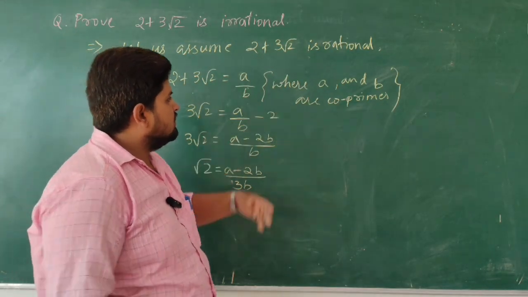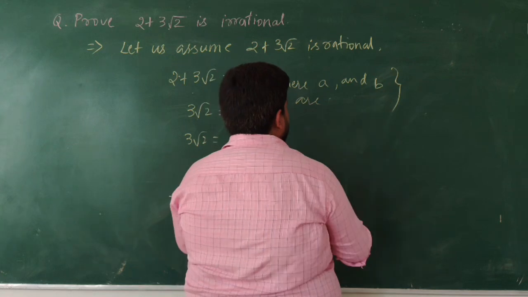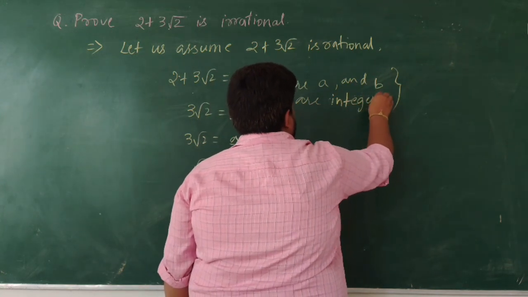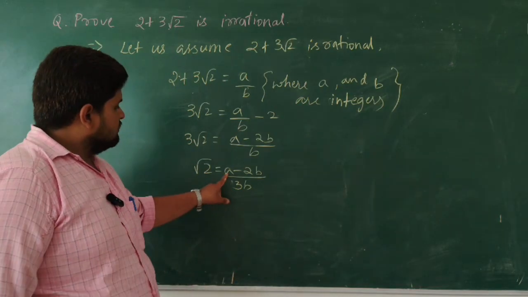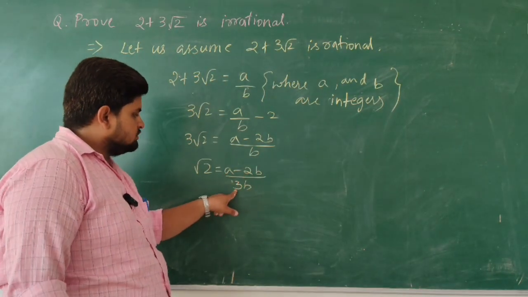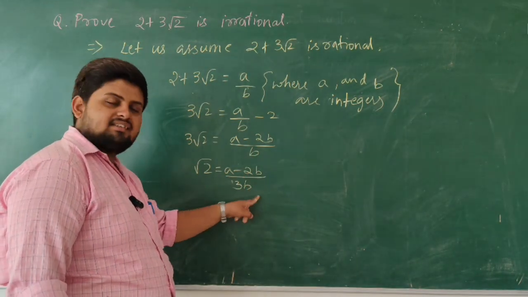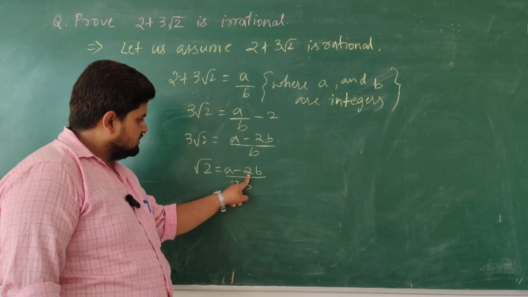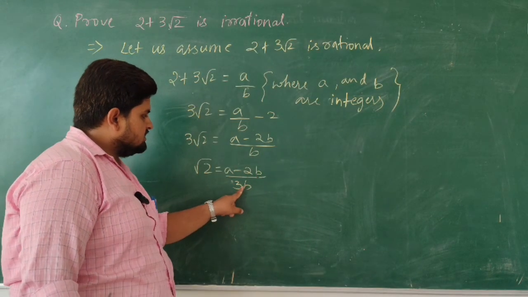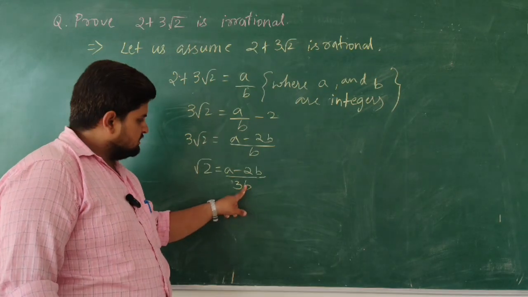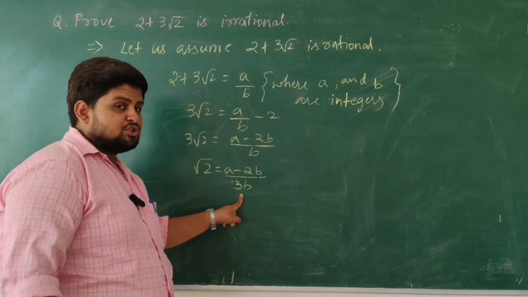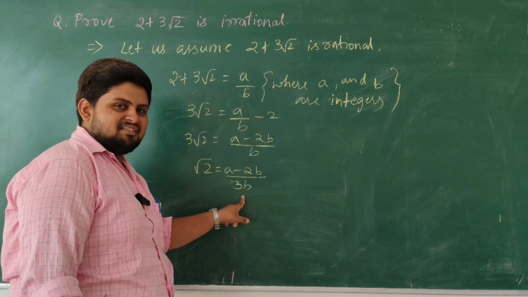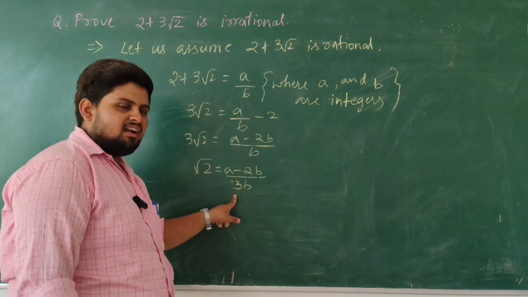Here you can consider them as integers itself, because we are going to use the properties of integers. All the numbers in the RHS are integers: a is an integer, 2 is an integer, b is an integer, 3 is an integer, again b is an integer. That means a minus 2b by 3b should be a rational number, because it is in the form of p by q, where p and q are integers.